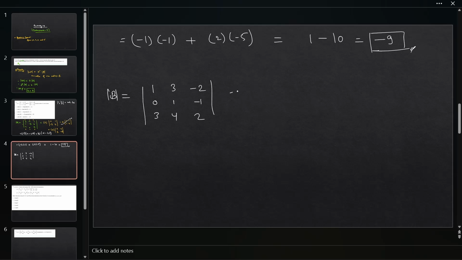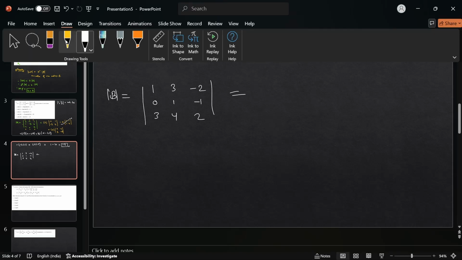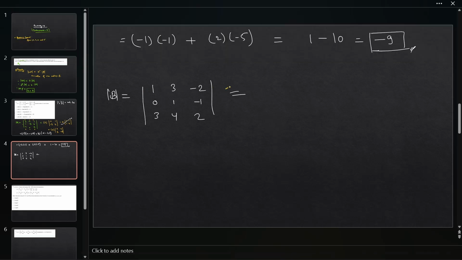So if we evaluate this determinant along column 1, first it's going to be 1 into, let's eliminate row 1 and column 1. We'd be left with the determinant of 1 minus 1, 4, 2. Now, 1, we had plus over here, then it would be minus, and then it would be plus. So we'll alternate the signs.